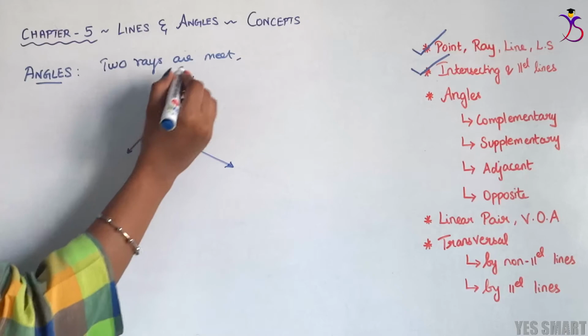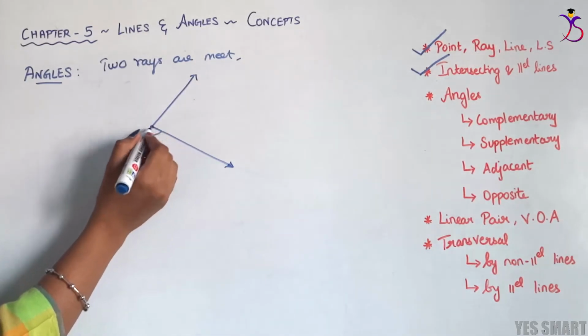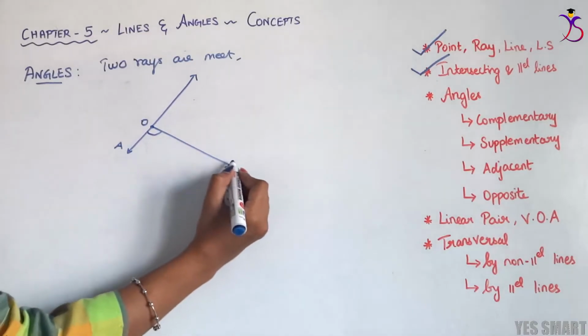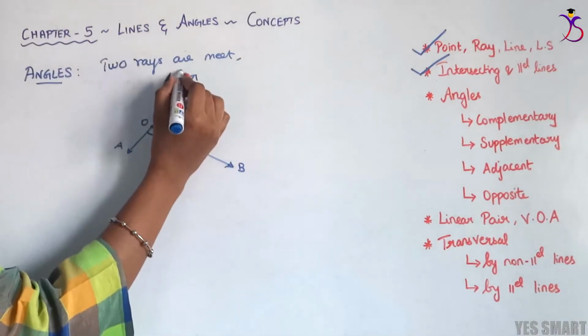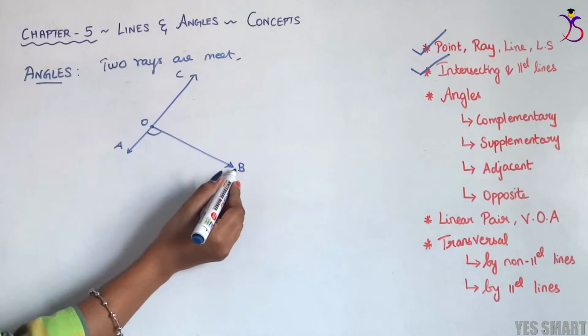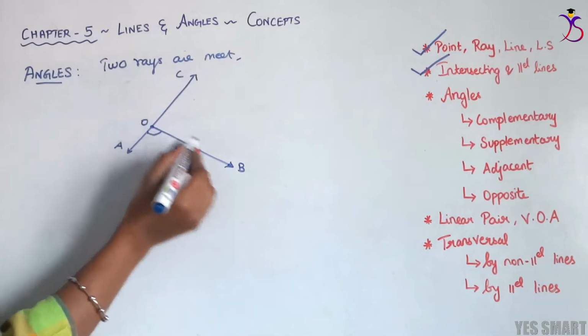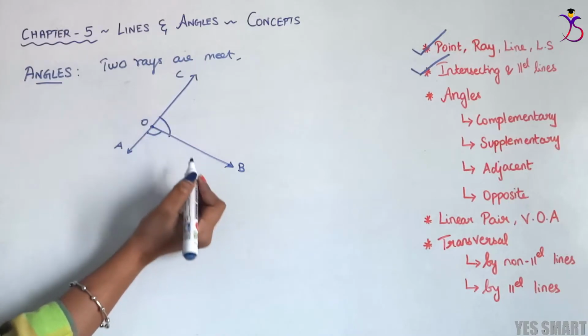In the same way, one more angle is formed on the other side. Let's name it. When OA and OB meet, an angle is formed. Similarly, when OC and OB meet, an angle is formed. Therefore, when two rays meet each other, an angle is formed. This is the definition of angles.